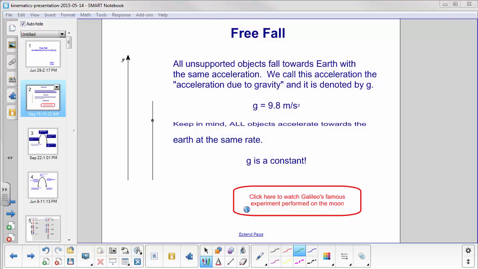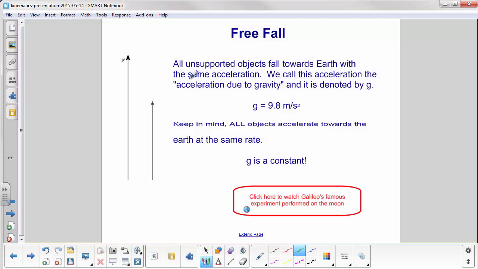All unsupported objects fall towards Earth with the exact same acceleration, and this acceleration is constant. We call it the acceleration due to gravity, and it is denoted by little g, lowercase g. g is a constant near the surface of the Earth, and it is equal to 9.8 meters per second squared. So by the units you can see it is an acceleration.